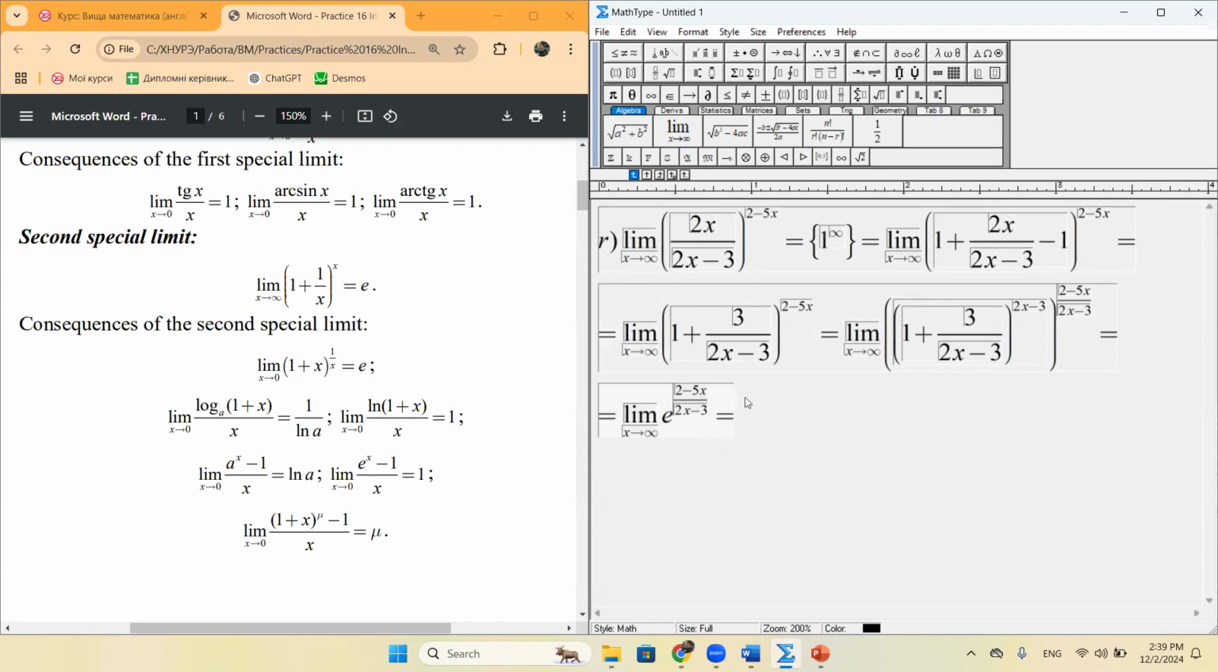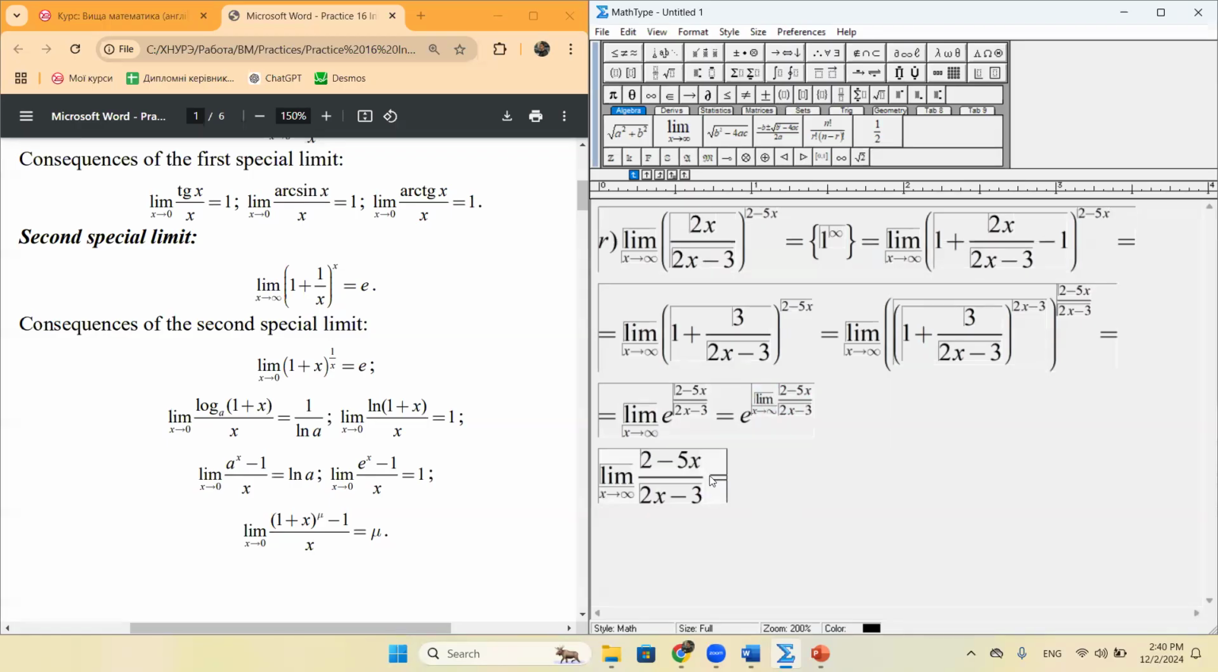But now we also need to deal with this indeterminate form. So it equals, yeah, but we also can move e out of the limit. So it will look like that. So e in power of such a limit. And now let's calculate this limit separately.